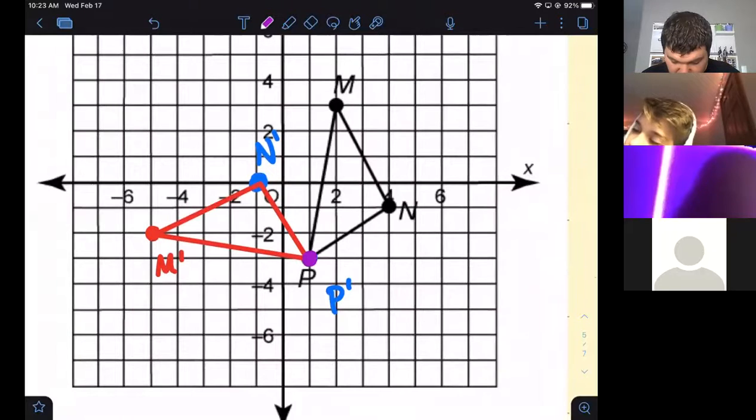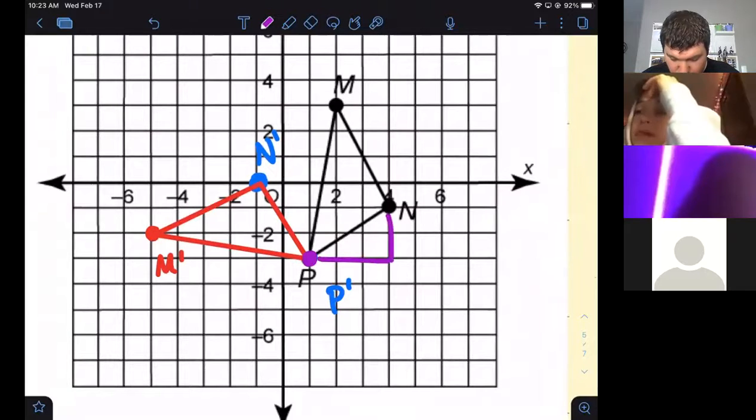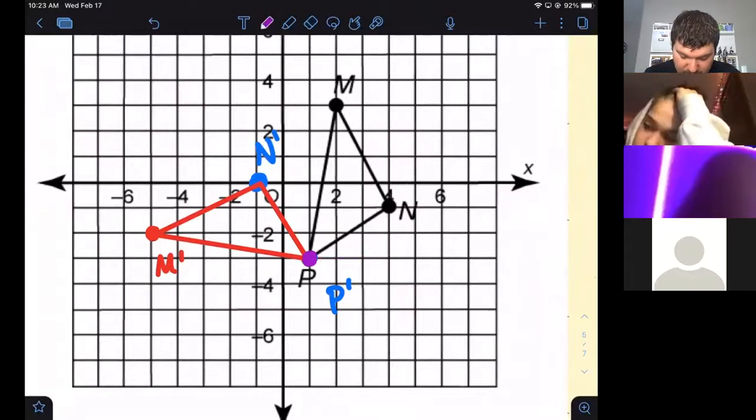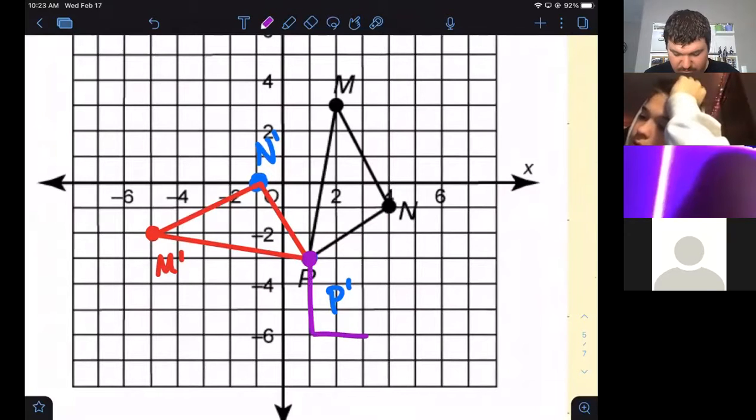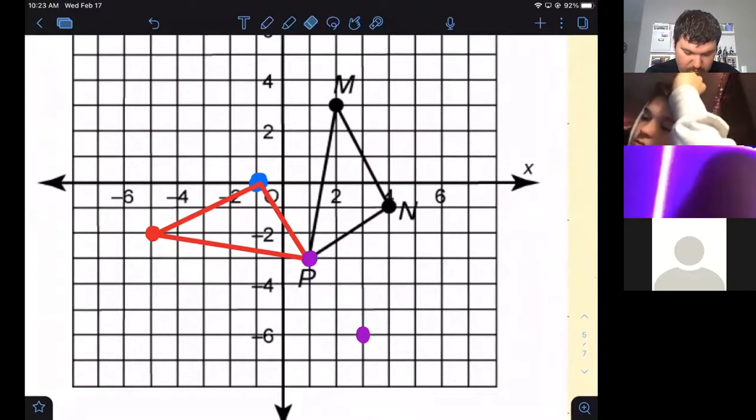So instead of going right 3, up 2, now I would be going down 3, right 2, because it's rotating 90 degrees. I'm going to get rid of the P prime, N prime, because it's going to look crazy. Let's just get rid of that. Okay, so there's our new N prime.